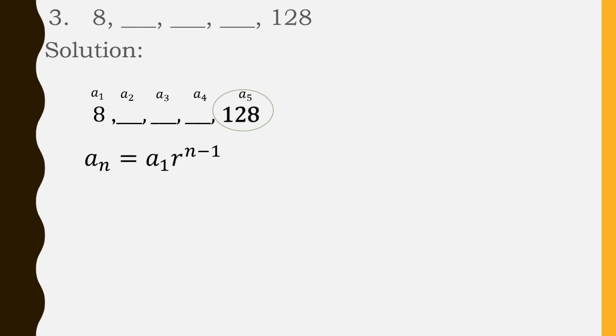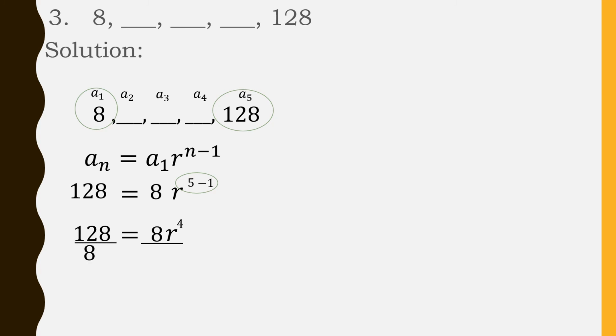So we have 128 is equal to our first term, which is 8, and then just copy r, raised to the power of n, which is 5 minus 1. Then simplify the exponent. 5 minus 1 is 4. To solve for r to the fourth, we'll divide both sides by 8. 128 divided by 8 is 16, and 8 divided by 8 is 1. So what's left is r to the power of 4. Next, find the fourth root of both sides to solve for r.